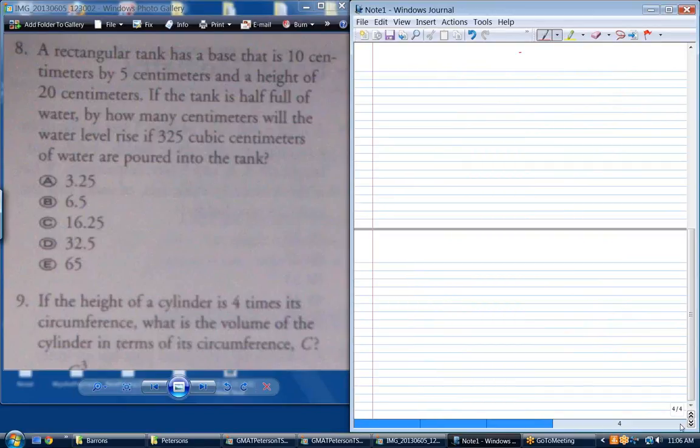A rectangular tank has a base that is 10 centimeters by 5 centimeters and a height of 20. Let me draw this a little better. The height is 20, so it's 5 by 20, and this is 10.